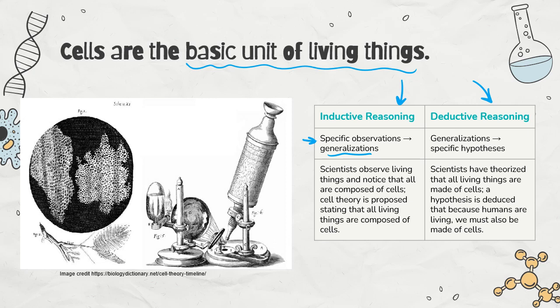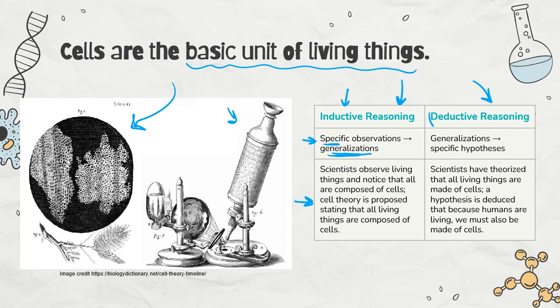This guy, Robert Hooke, looked at some cork cells under his very simple microscope a really long time ago. He noticed that there were these cell-like chambers in the tissues. Then scientists started to look at other living samples through the microscope, and they noticed that all the stuff they were looking at was composed of these things called cells. So they proposed that all living things were composed of cells. This is inductive reasoning, going from specific observations to make a big generalization.